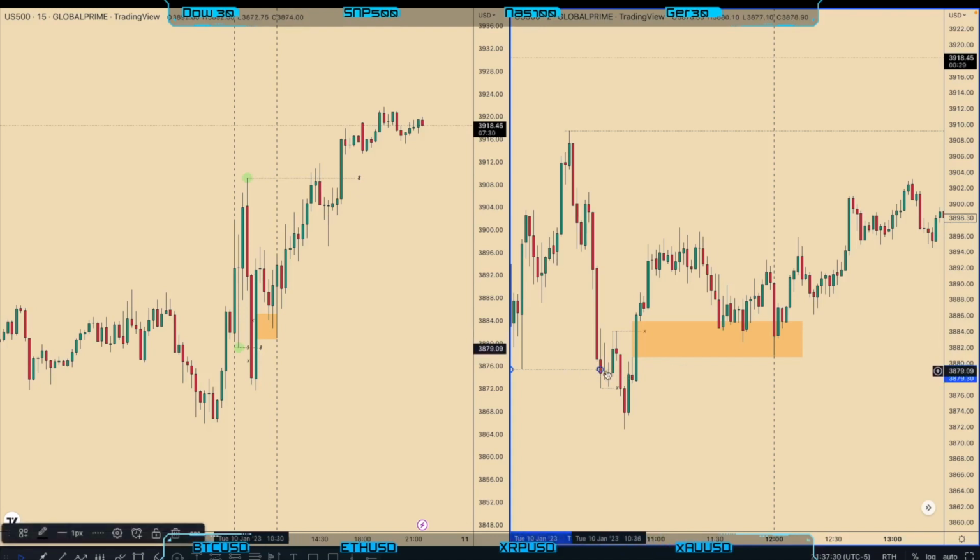So here we have a little bit of imbalance. Price runs into that imbalance, and this is where you should have taken an entry if you were looking for buy opportunities.